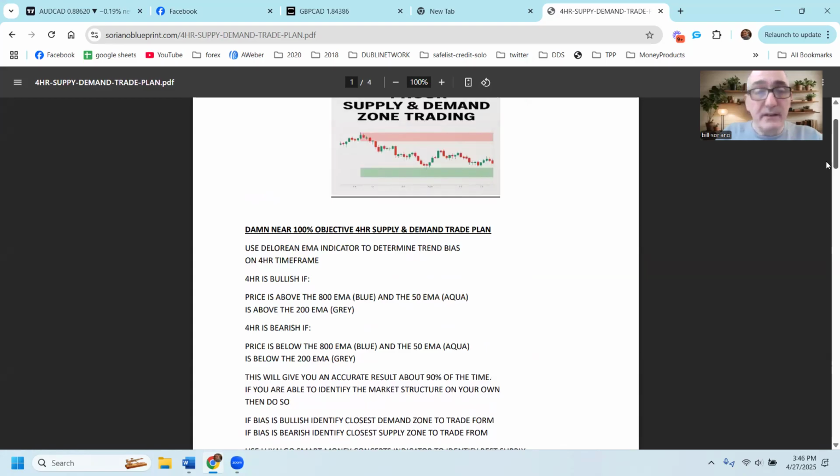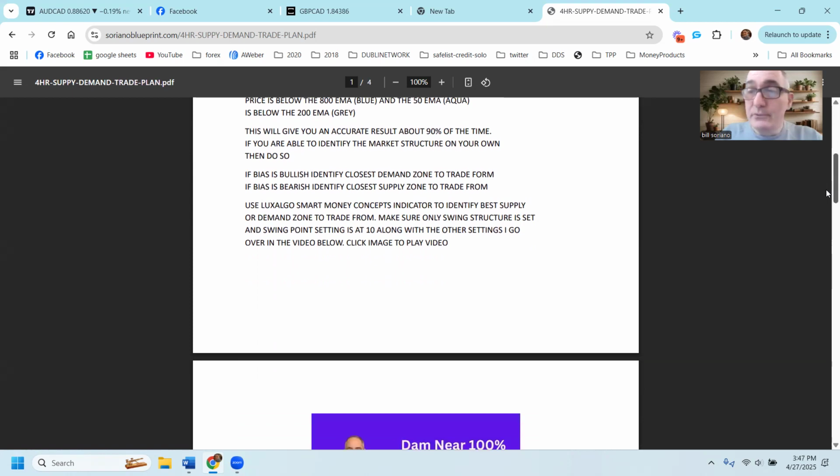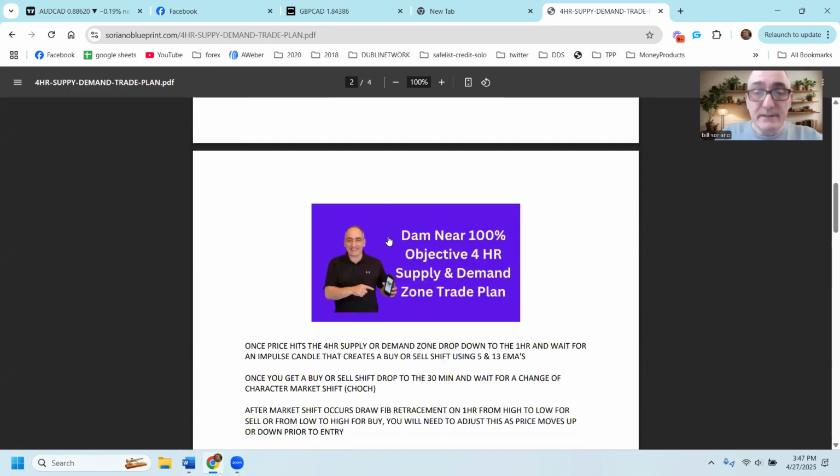So we use the indicators, and I'll show you right here, the DeLorean EMA indicator to determine the trend bias on the 4-hour time frame. There's rules for bullish, rules for bearish, and then we use the Lux Algo Smart Money Concepts indicator to identify the best supply or demand zone to trade from, right? Demand zones are for bullish outlooks, and supply zones are for bearish outlooks. Click this image right here. That'll take you to the video on YouTube that explains everything.